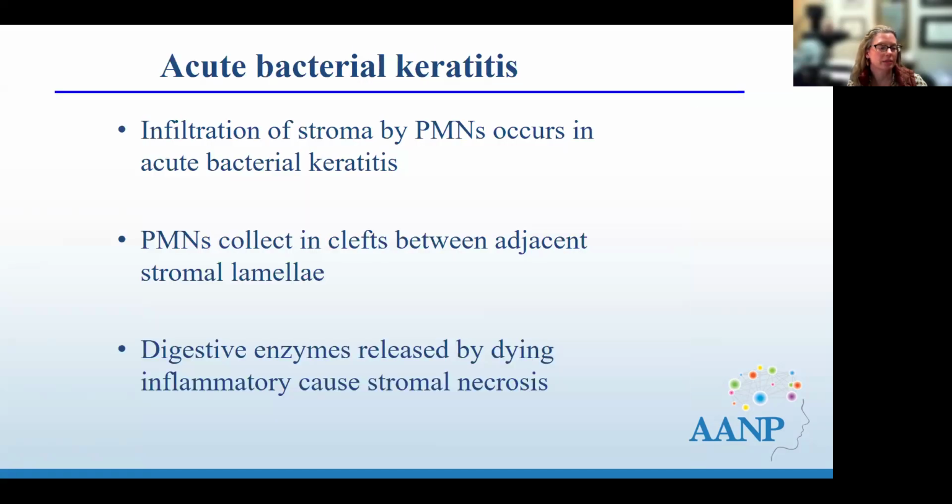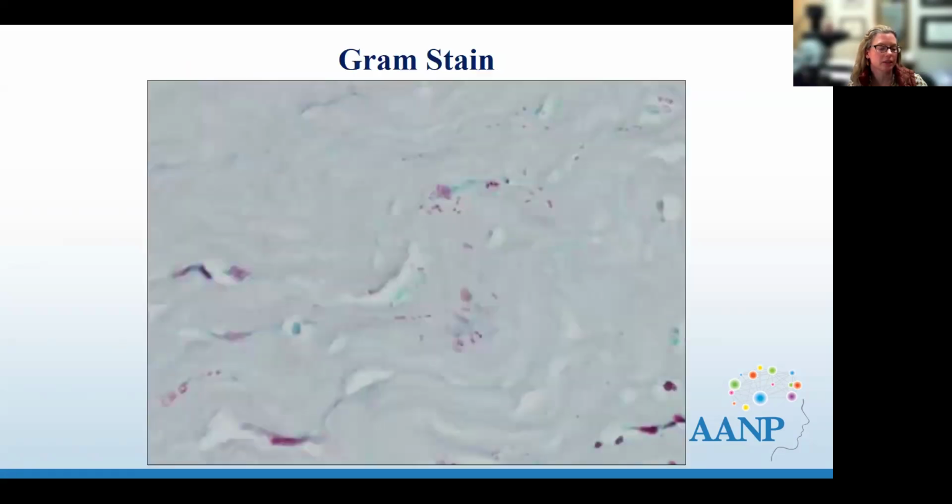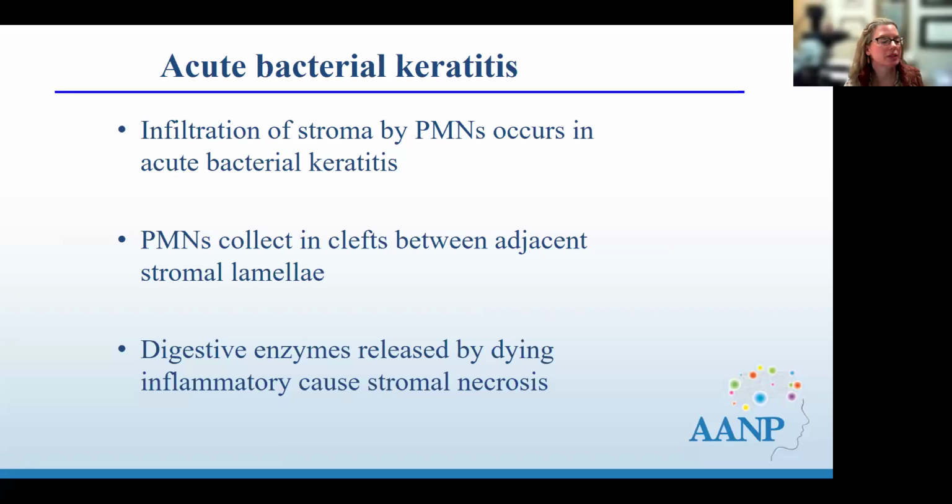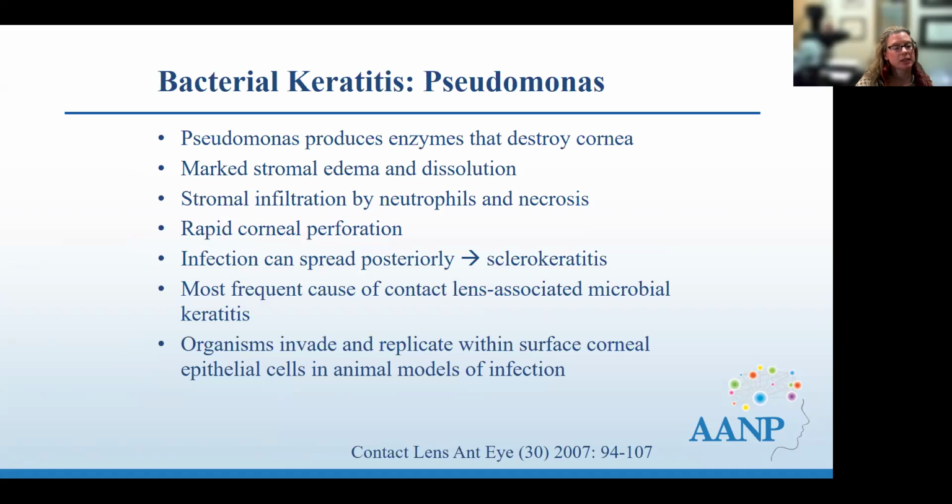And so looking at this is acute bacterial keratitis. So you have these neutrophils that collect in between the clefts of the stromal lamellae, and they release their digestive enzymes. And so not only do you possibly have an abrasion, but you also have this enzymatic digestion of the cornea by the neutrophil material. Okay. And so this turned out to be Pseudomonas.